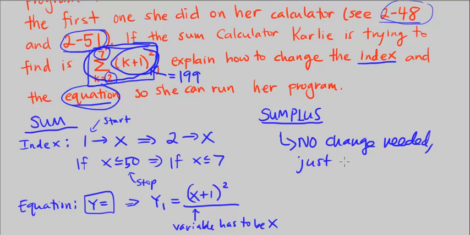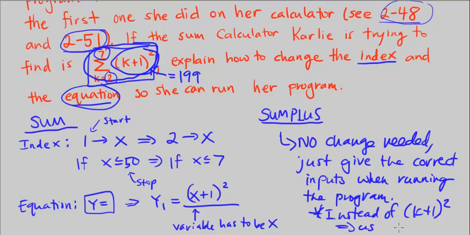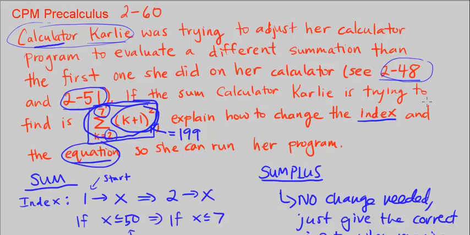Just give the correct inputs when running or executing the program. And just to note, instead of (k plus 1) squared, use (x plus 1) squared, because again, our calculator uses variables using x and no other letter right now. So this explains Calculator Carly's problem.